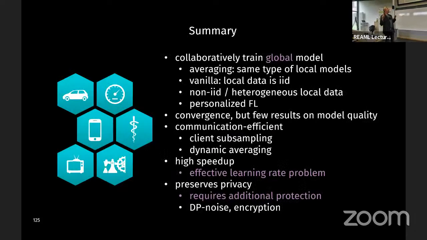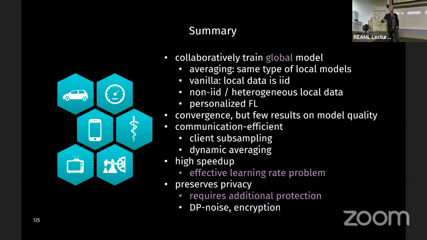With this, I want to summarize. So I hope I gave you a good intuition of what federated learning is, which directions you can branch out, what are interesting current topics, what does it mean to be efficient for a federated learning approach. So the main idea is always that we want to collaboratively train a model, and that averaging works surprisingly and disappointingly well.